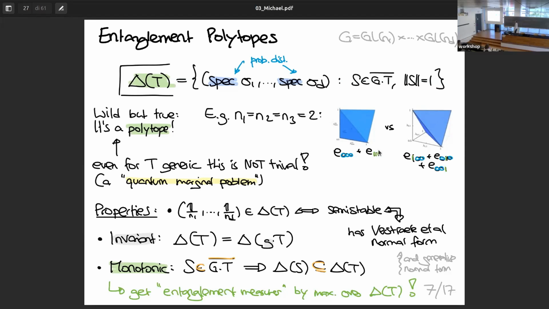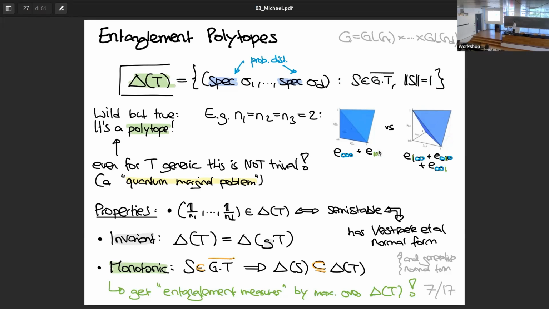And if you ask how it behaves with respect to closure, of course, it's monotonic. If you take a tensor S that's in the orbit closure of T, then its own orbit will in general be a proper subset, so you get fewer marginals from it. So the polytope associated to something in the boundary of another tensor is never larger, generically smaller.